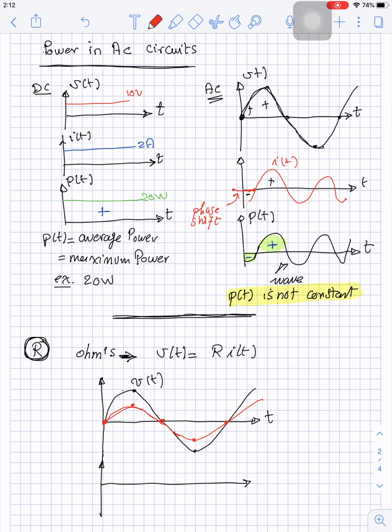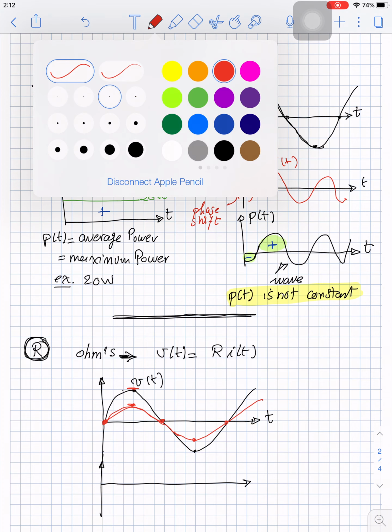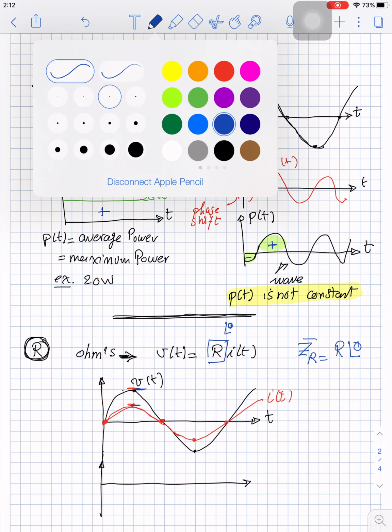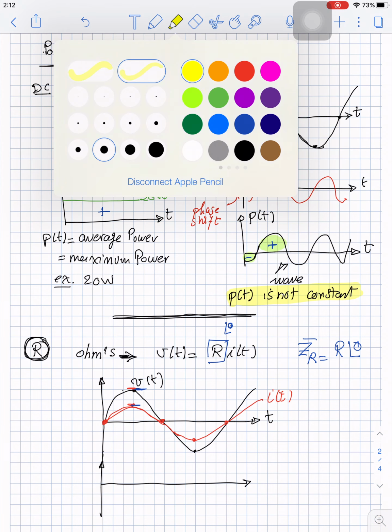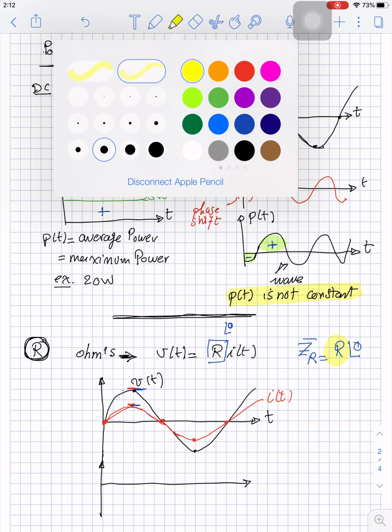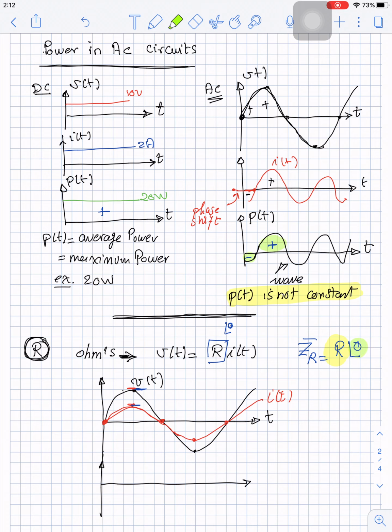The difference between the voltage and the current is the ratio between the two magnitudes. Let's write this as I of t. The ratio between the magnitude of the voltage and the magnitude of the current is simply R. And the angle of R is 0, that's why there is no shift between V and I. So the impedance Z of a resistance is R with an angle 0. This R gives you the ratio between the voltage magnitude and the current magnitude, and this angle gives you the shift between the two waves.